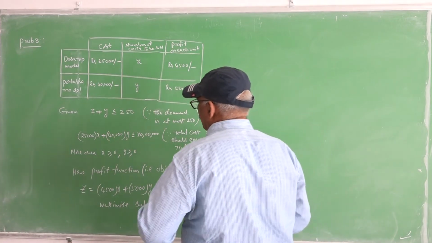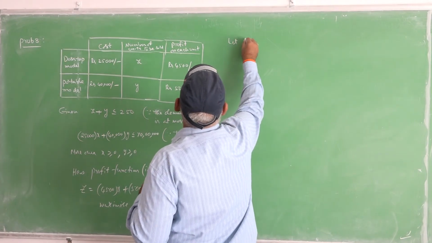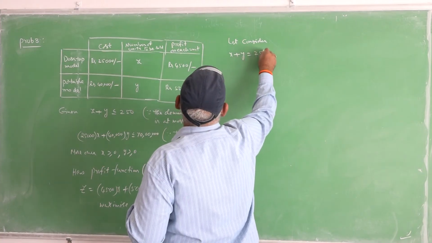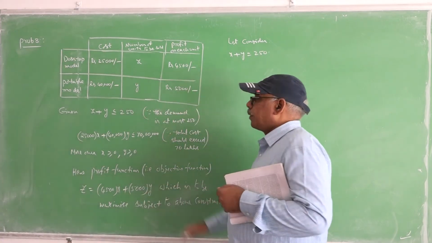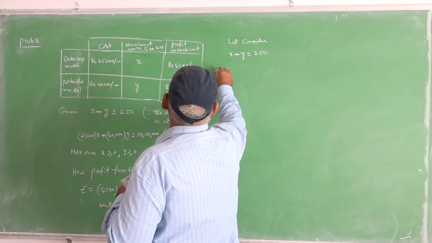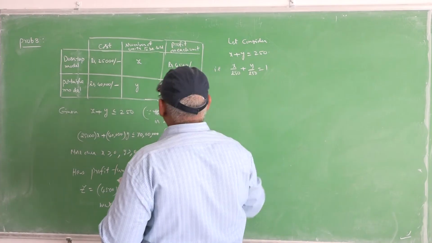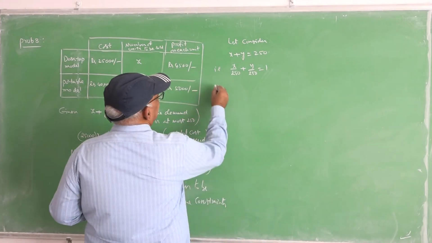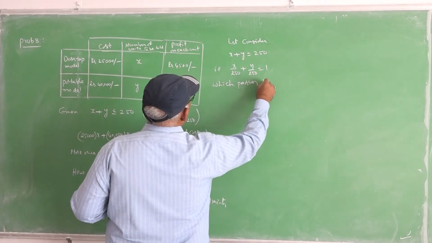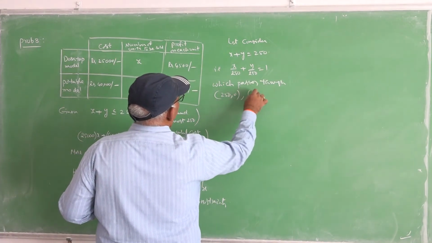Now to maximize this profit function, let us take these constraints. Let us consider X plus Y equal to 250 maximum. From this I am taking the straight line X plus Y equal to 250. That can be reduced to intercept form as X by 250 plus Y by 250 equal to 1, which passes through 250 comma 0 and 0 comma 250.